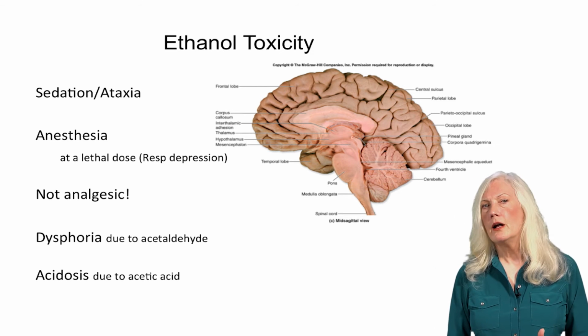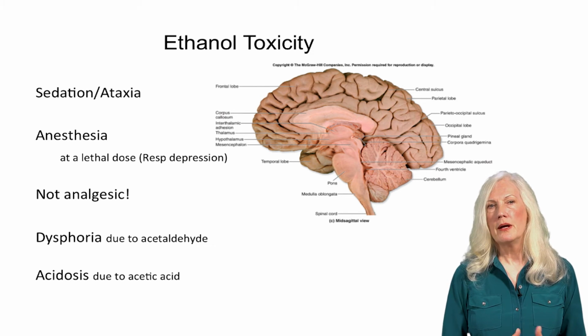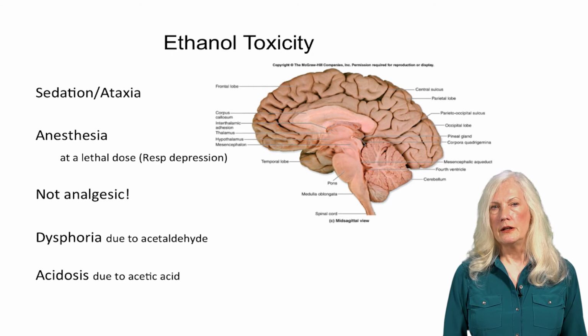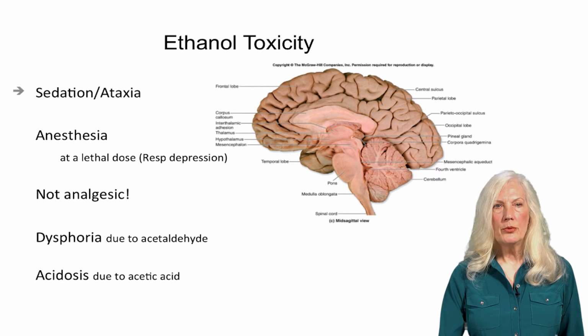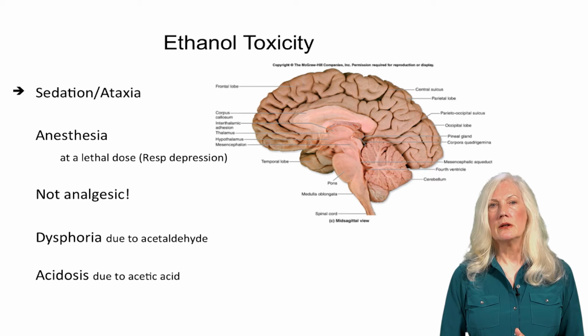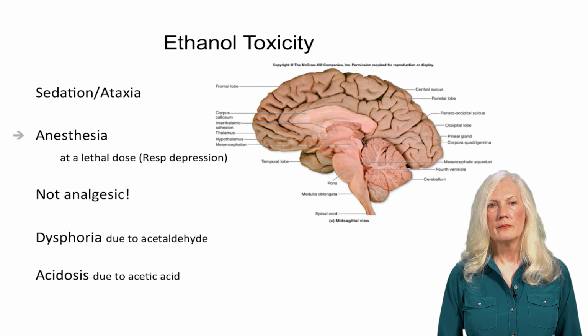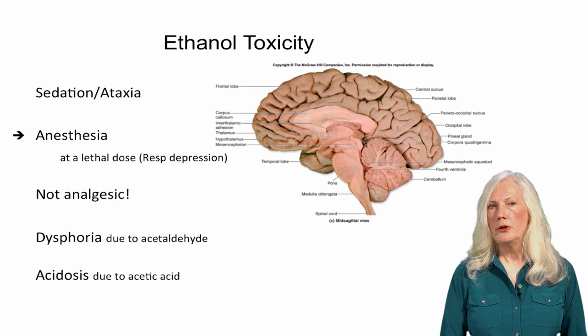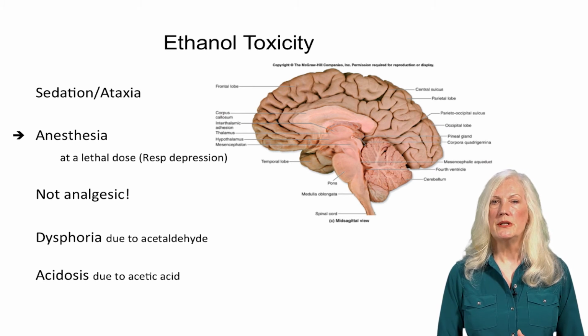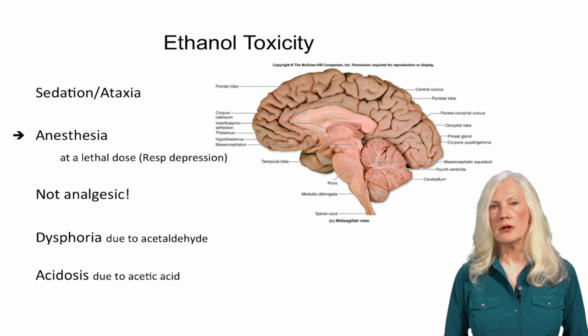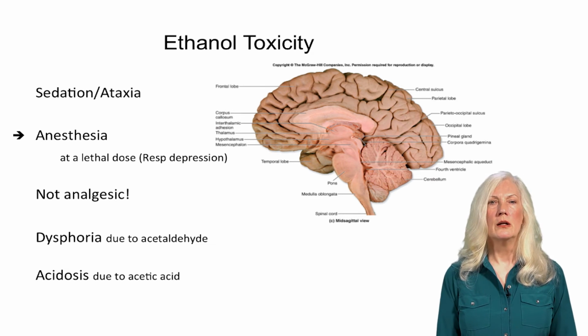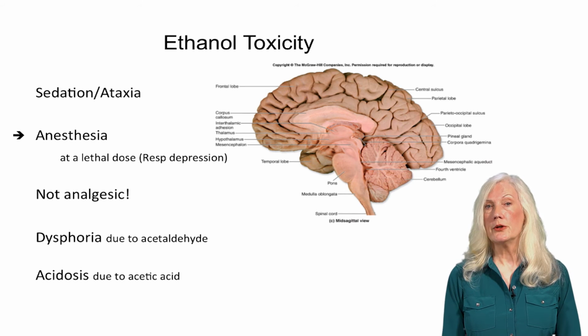The effects of ethanol are much less toxic than either methanol or ethylene glycol. Ethanol produces a safe sedation, but with lots of ataxia, and that's the drunken-like gait. It can only produce hypnosis and anesthesia at doses that also produce a dangerous degree of respiratory depression. So high doses of alcohol, or even smaller doses that are ingested rapidly, can be fatal.